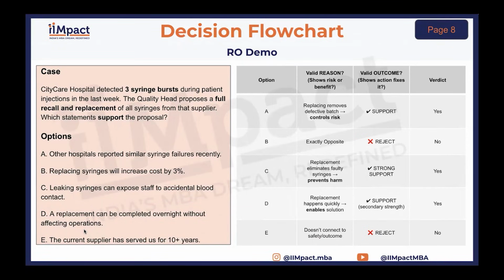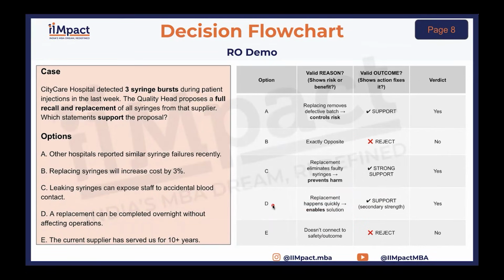Think of it like this: you are the quality head and you have proposed a full recall and replacement, and let's say it takes 2 weeks. Would your other stakeholders be affected vis-a-vis the patients? You would not be able to administer injections at all. So the feasibility aspect is actually a secondary reason to go forward with this. It's a roadblock that needed to be checked. So a replacement can be completed overnight. So yes, it's a secondary reason to do so.